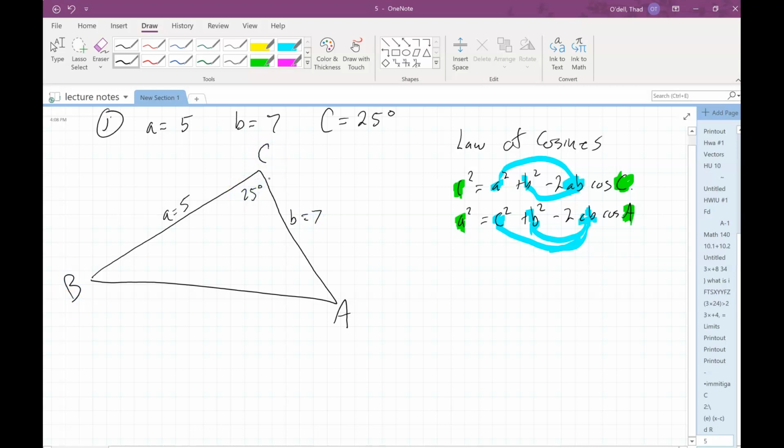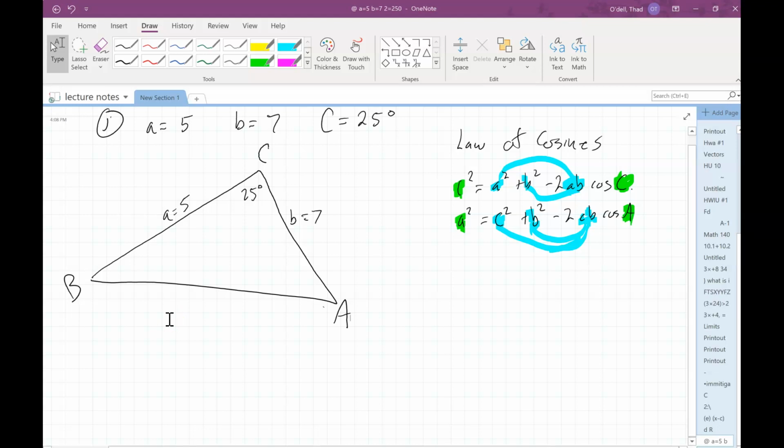And so you notice in this case, you don't have a side and the angle opposite it. And you only have one angle, so you can't find any more angles. So we have this side, but no angle opposite it. We have this side, we don't know the angle opposite it. And we have this angle, we don't know the side opposite that. So we can't use law of sines. So we're going to have to use law of cosines.